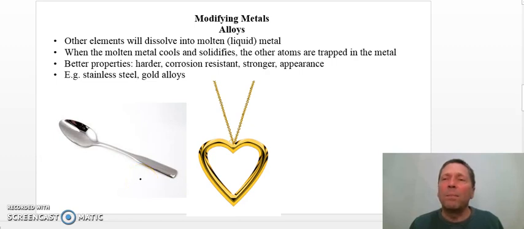What we do is we melt the metal, then we put some other materials into the metal, and they dissolve into the molten metal. When the molten metal cools down and turns back into a solid, the other atoms that we added are trapped inside, and it changes the characteristics of the metal. For example, maybe it'll be harder.